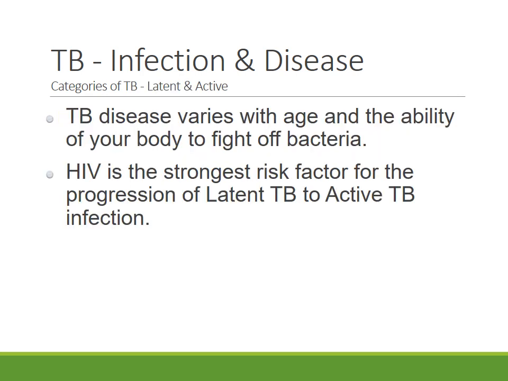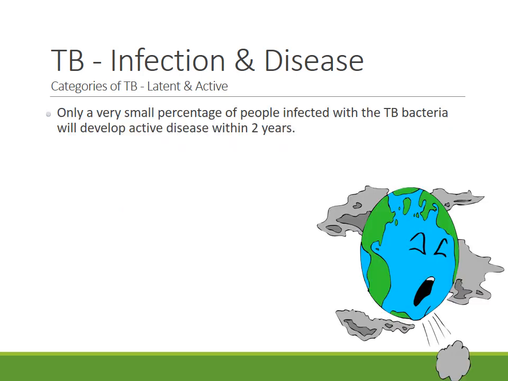Categories of TB: latent and active. TB disease varies with age and the ability of your body to fight off bacteria. HIV is the strongest risk factor for the progression of latent TB to active TB infection. Only a very small percentage of people infected with the TB bacteria will develop active disease within 2 years.